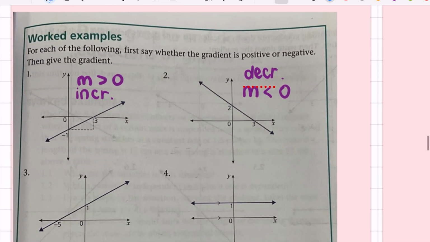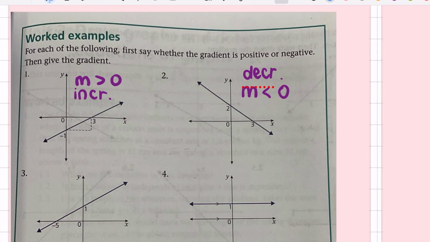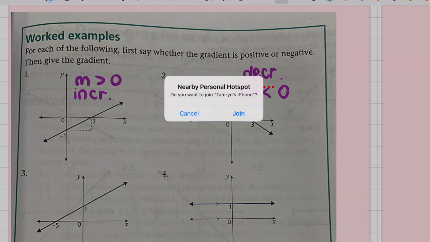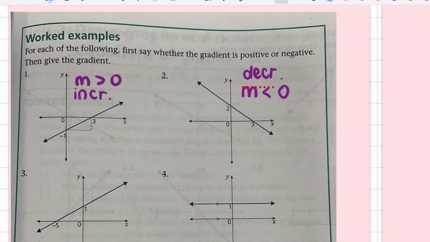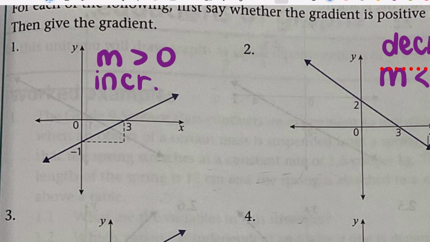So this is where we ended up the previous time I taught you on gradients. We were just deciding, is this graph increasing? Is it decreasing? And would the gradient then be positive or negative? Okay, so now what we want to do is actually work out the gradient.